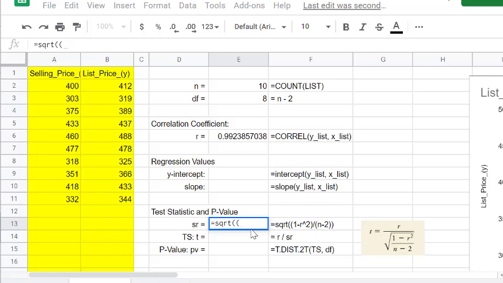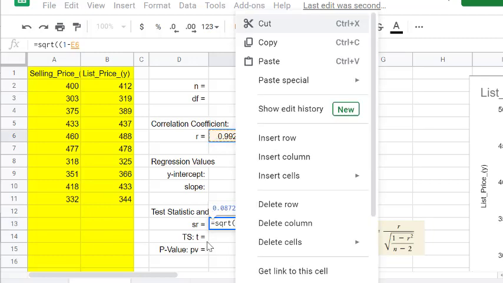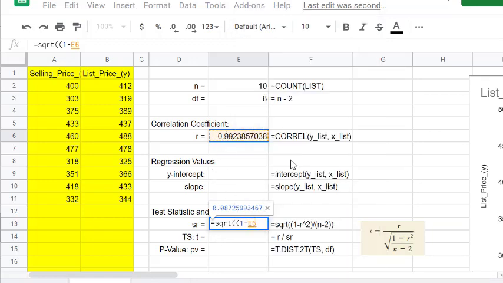Because you're adding and subtracting in a fraction, let's add another set of parentheses, and we'll type 1 minus, and then we'll click on r, and then we'll square that. R squared, close the parentheses. So that's the numerator of the square root, and then we'll divide by n minus 2. That's just the degrees of freedom, but if you want to follow the formula, let's add another parentheses, click on n minus 2. Close the parentheses for the denominator, close the parentheses for the SQRT function, and we're all set.